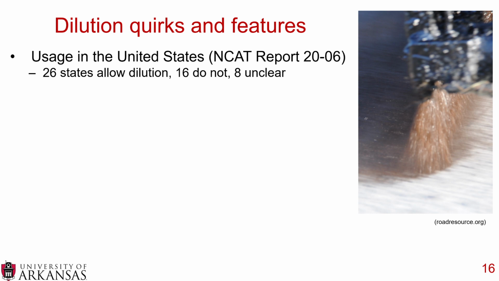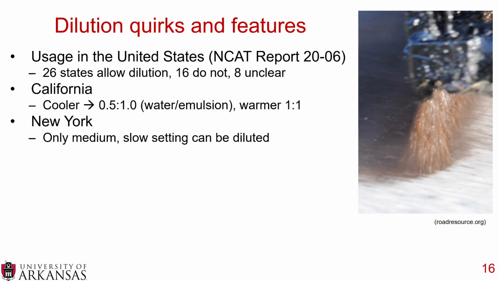But what are some quirks and features for dilution? Well, according to NCAT report 20-06, 26 states in the United States allow dilution, 16 specifically do not, and 8 are unclear. Some specific examples: in California, in cooler temperatures, you want to have a 0.5 to 1.0 dilution rate, so 0.5 water, 1.0 emulsion. In warmer conditions, you want a 1-to-1 dilution rate.